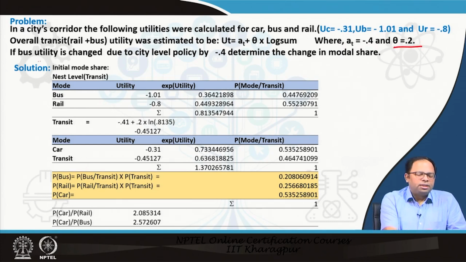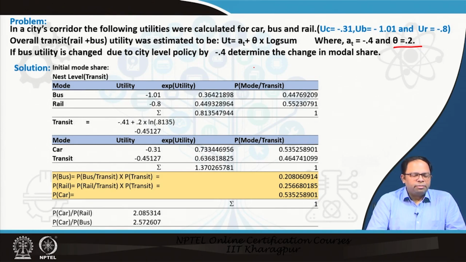Now, if bus utility is changed due to city level policy by minus 0.4, determine the change in the modal share. Because we are doing a nested logit model, we have this log sum composite utility. That means it will affect only the nested modes in a higher way compared to the mode which is at the upper level. But if it was not, then it would have affected it much higher.